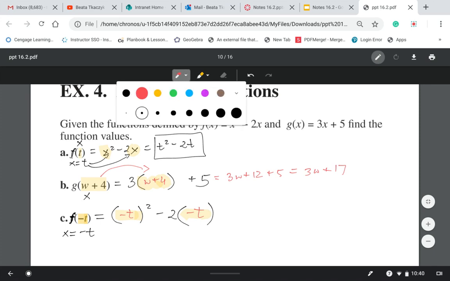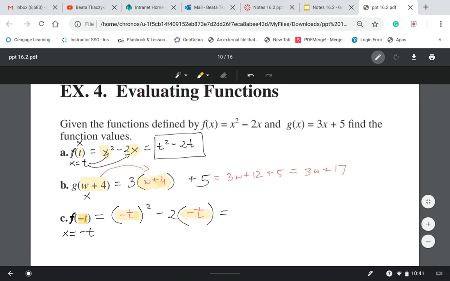And just simplify. So that will give us negative t to a second power, it's t squared. And negative will give you positive, plus 2t. So that's the answer. So the same type of work, I would say, we're still replacing x with the expression which you have inside of the parenthesis to evaluate the function, but in this case we have expressions, so we can't really graph, like coordinate.